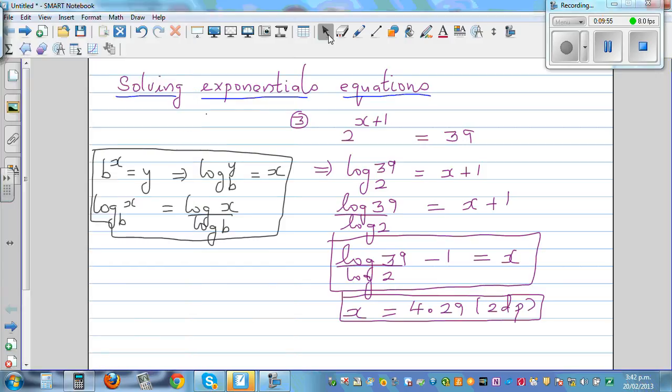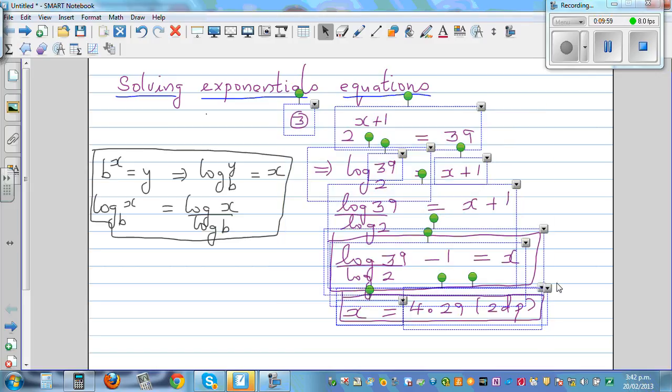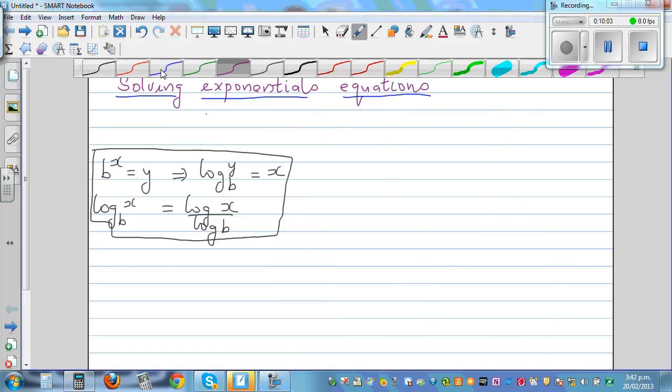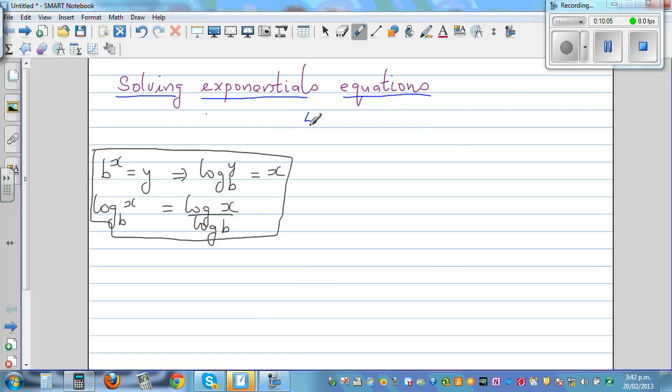Okay, so I want you to do these remaining questions. I'll write the questions down, and I want you to do it yourself. So this is something that you can try yourself. So question 4 is 6 raised to x is equal to 256. Okay, question 5 is 3 raised to x minus 5 is equal to 18.